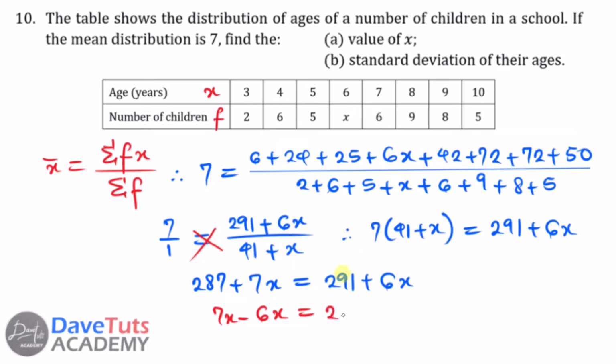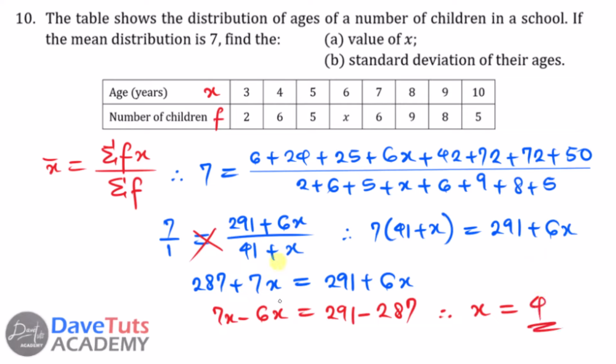So we have it to be 291 minus 287. Therefore, 7x minus 6x is x, and then 291 minus 287, that will be 4. So the value of our solution is going to be 4, and we can check.